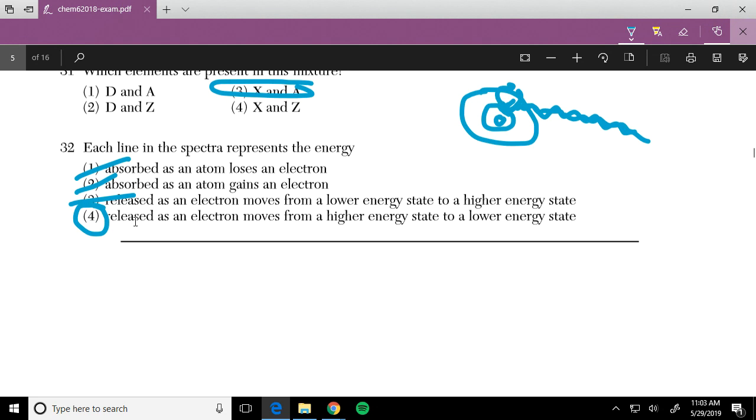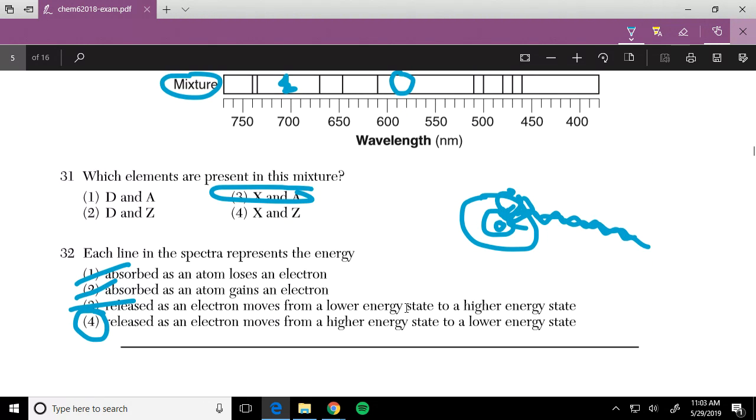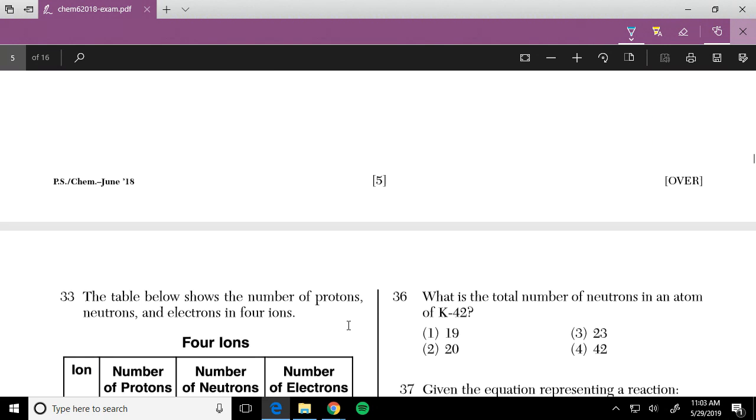Correct answer is 4. The energy that is released when an electron moves from a higher energy state, which is up here, down to there. That's when they give off light. That question is going to be asked in one way or another on your test this year. You need to know the basics so you can put it into motion however they represent this question to you. And that's all of page 5.